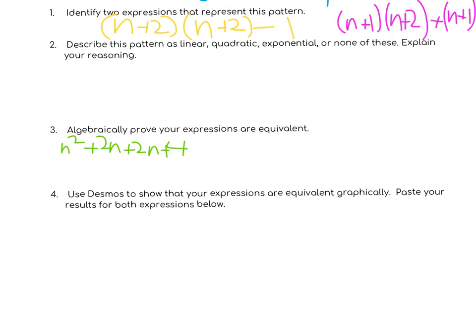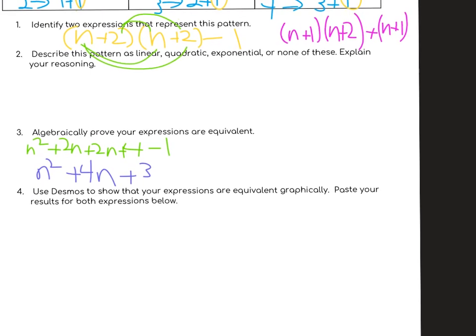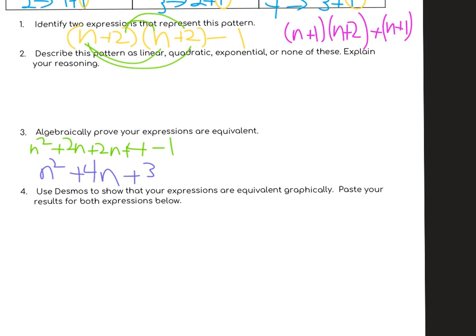If you're confused about what I did, n times n times 2, so n squared plus 2n, plus 2 times 2. And then I still have that minus 1. Now combine like terms. So that's n squared, 2n plus 2n is 4n, and then 4 minus 1 is 3. And hopefully, fingers crossed, this other pattern will turn out much the same way.